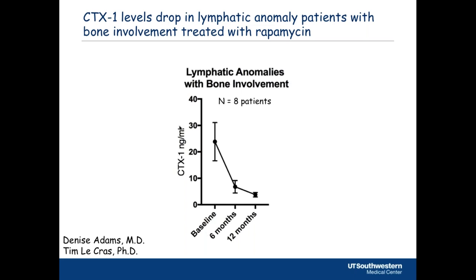What I'm showing is part of a collaboration with Denise Adams at Boston Children's Hospital and Tim LaCroix at Cincinnati Children's Hospital. Denise had a phase 2 clinical trial where she treated patients with complicated lymphatic anomalies with rapamycin. Before patients were treated with rapamycin, their blood was taken for baseline values, and their blood was also taken 6 and 12 months after they were on rapamycin. What we have found is that as patients' disease improves, the level of CTX1 goes down.